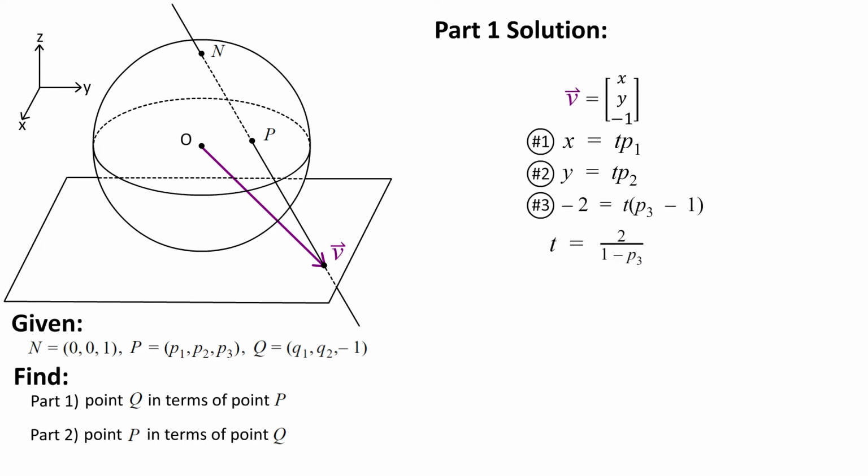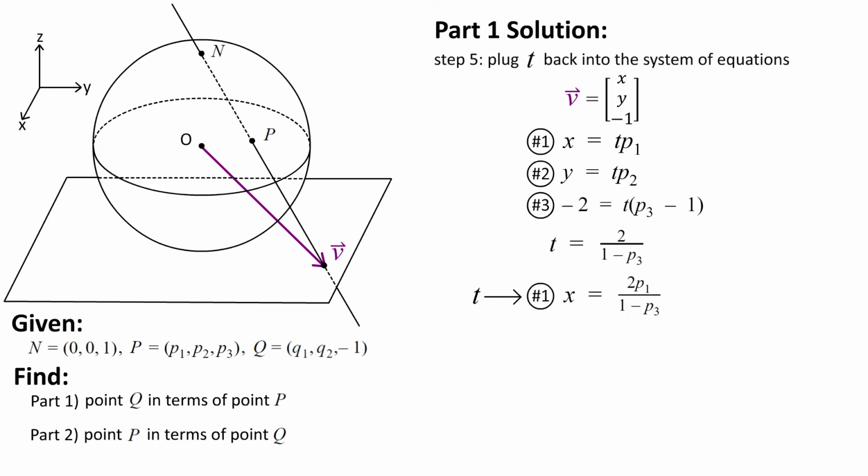Cleaning things up, this finally brings us to step 5, which is to plug t back into the system of equations. Doing this gives us the remaining x and y coordinates for vector v. Plugging t back into equation 1, we get that x equals 2p1 over (1 minus p3). Plugging t into equation 2, we get y equals 2p2 over (1 minus p3). And as defined above, the remaining z coordinate of vector v has a value of -1.